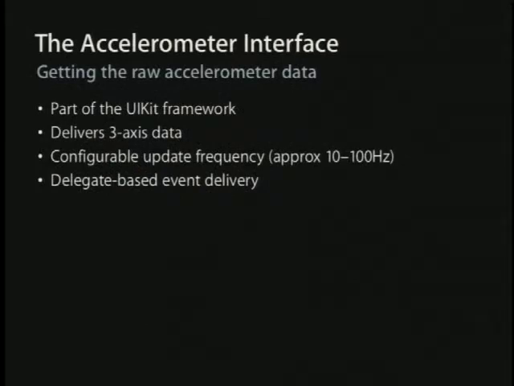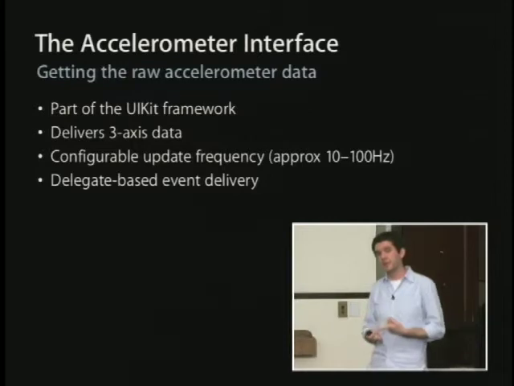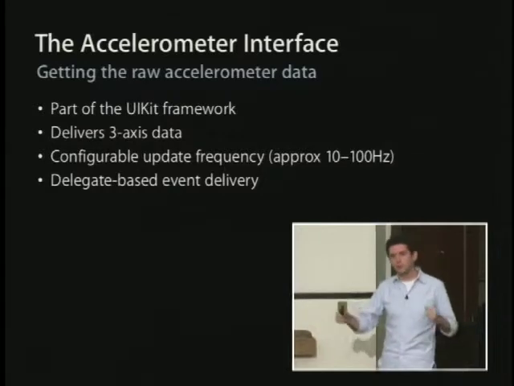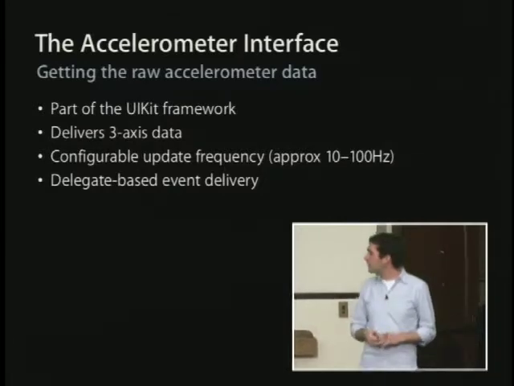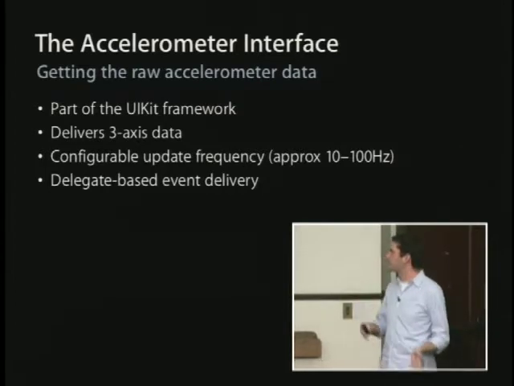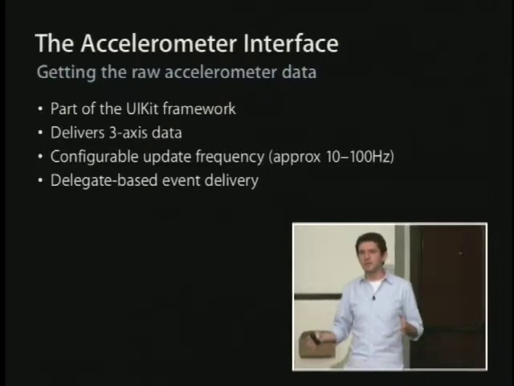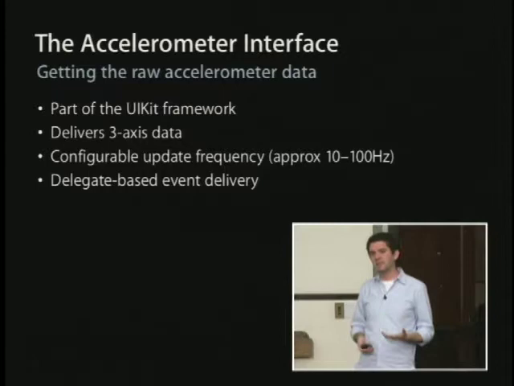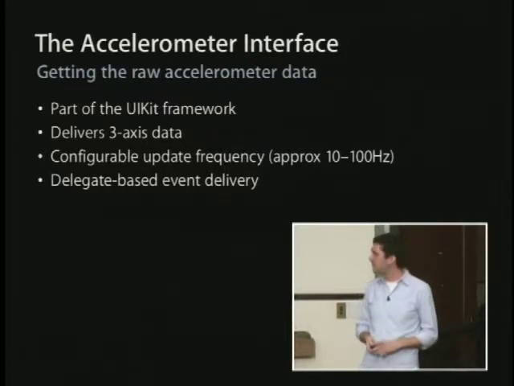So that's where we start to get into this accelerometer interface. It's also part of the UIKit framework. There's a UIAccelerometer class. It delivers 3-axis data, so it'll give you X, Y, and Z for all the orientations that you might be interested in. It's got configurable update frequency, so you can get updates either 10 times per second, 100 times per second, tailored to what your app is trying to do. And it's delegate-based event delivery. It's pretty similar to the CLLocationManager class that we already talked about.